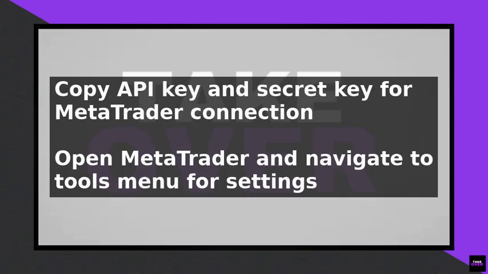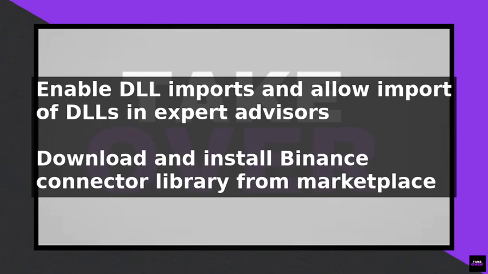You can then download and install the Binance connector library from the MetaTrader 5 marketplace. After installing the Binance connector library, you will need to configure the library to connect to your Binance account. To do this, navigate to the Binance connector settings and enter your API key and secret key. You will also need to select the Binance server and set the connection timeout.